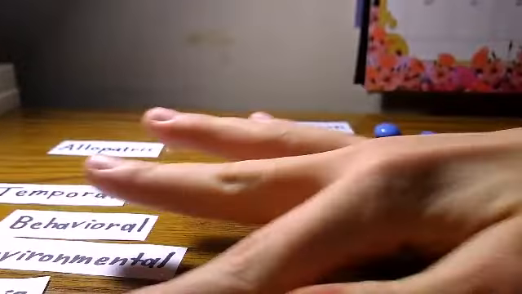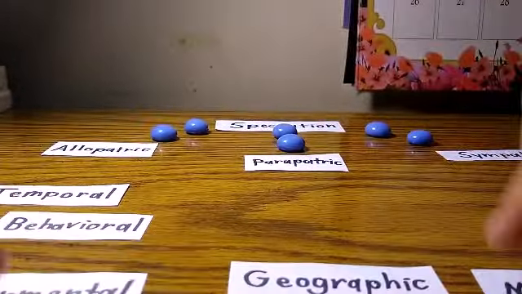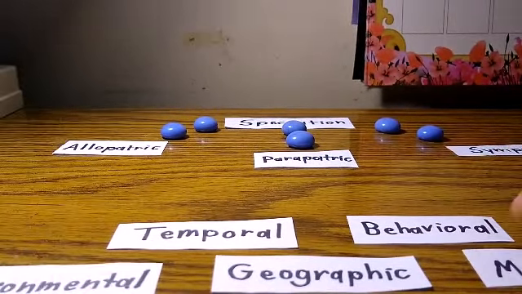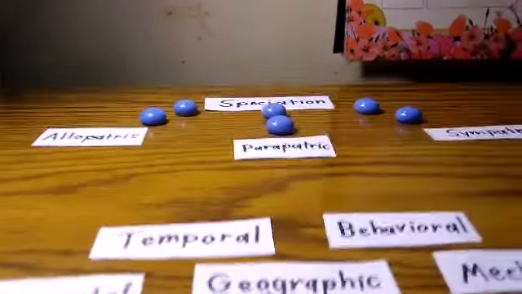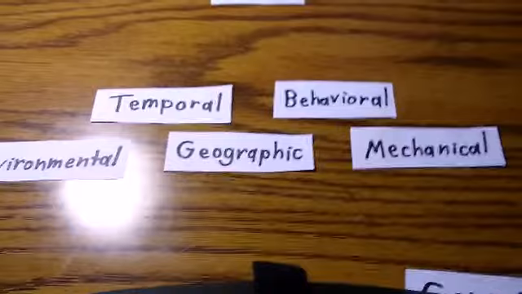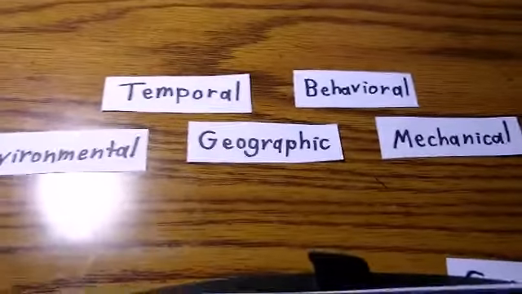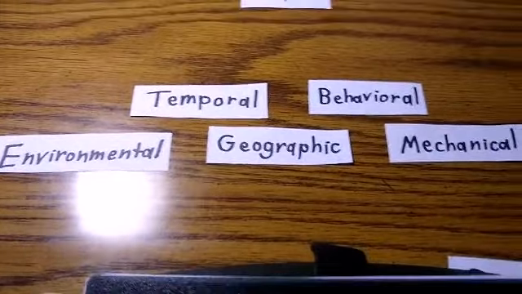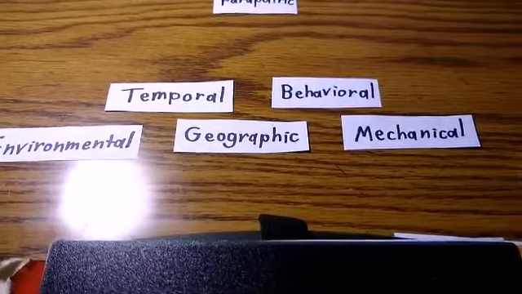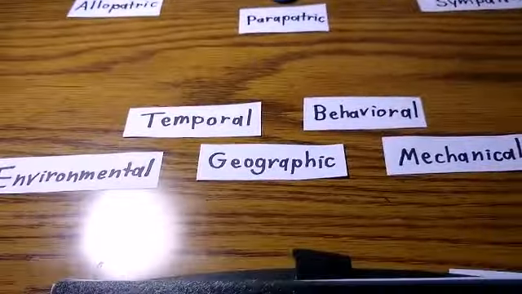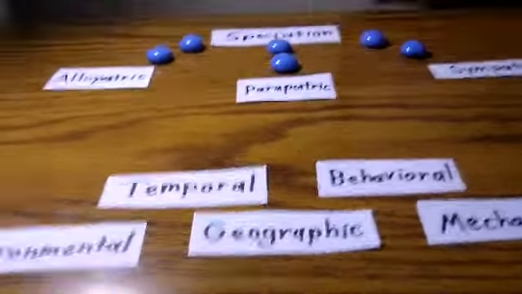So we have these 5 here. These 5 don't always go with speciation, but they're just barriers in terms of reproduction in general. So it's important to know that. I would say geographic is the most common one in terms of speciation between creating new species in organisms.